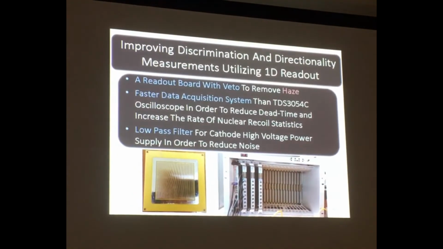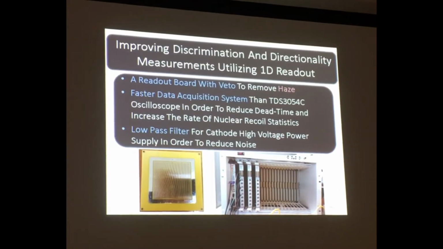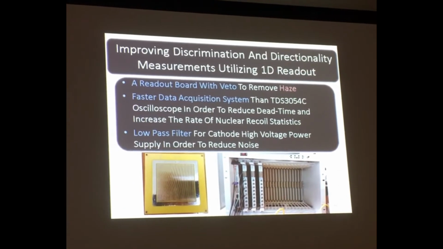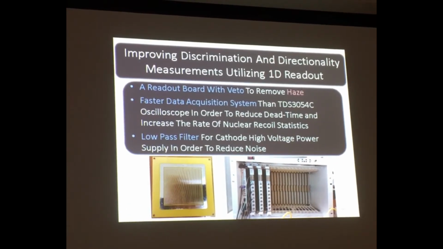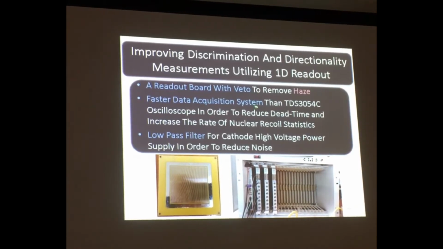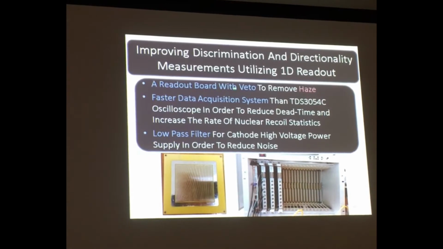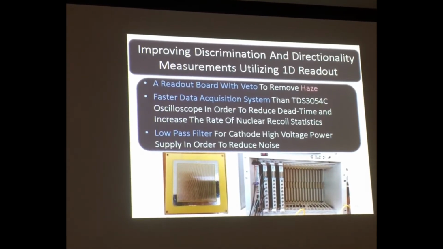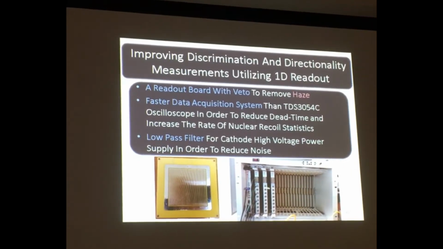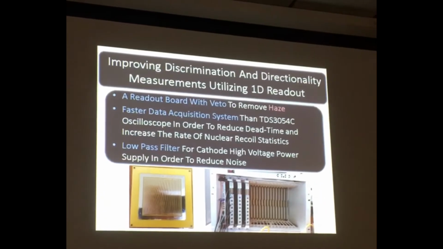And yeah, so those are my measurements, and here are some ideas that we had on how to improve those measurements. And I actually have aspirations to do this. But the first one is to use a readout board like the one I designed here with a veto wire to reject that haze. So the protons would go across the entire thing, and we'd see it on the veto wire, and we could remove them. So that the haze we could completely get rid of.